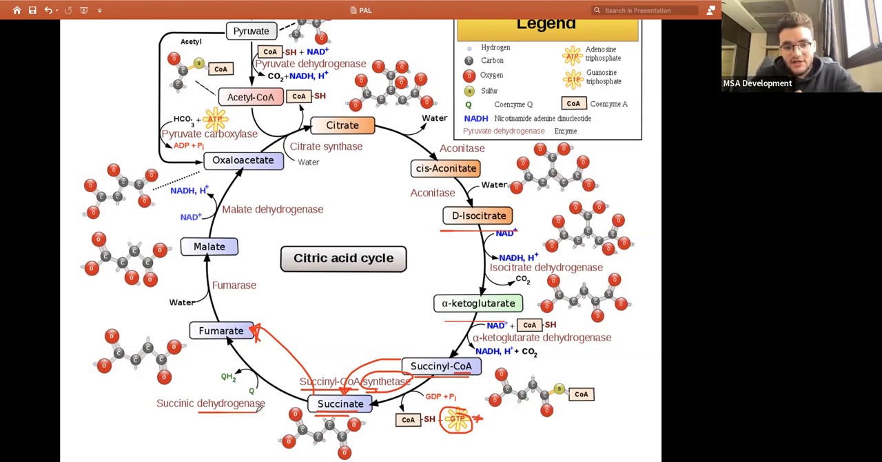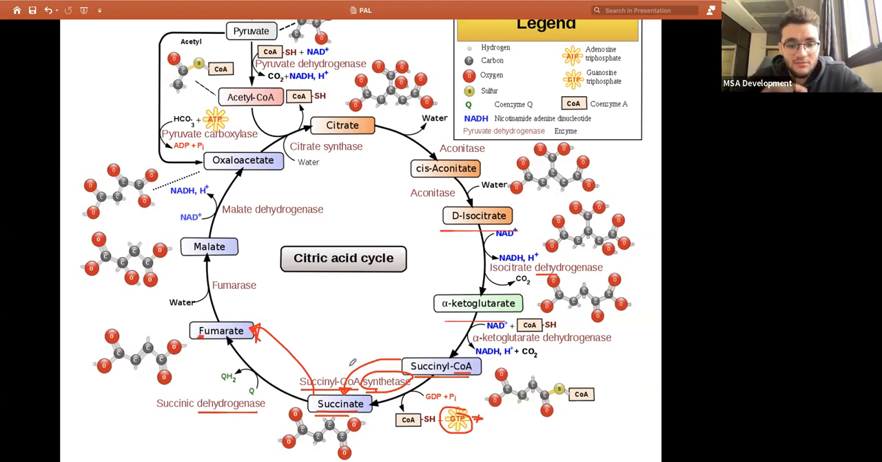As I said, dehydrogenase, NADH or FADH2. The previous dehydrogenases that we discussed always produce NADH. However, this step produces FADH2. You can memorize that because it's getting converted from succinate to fumarate. F, so it produces FADH2.